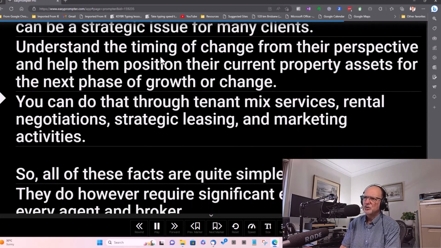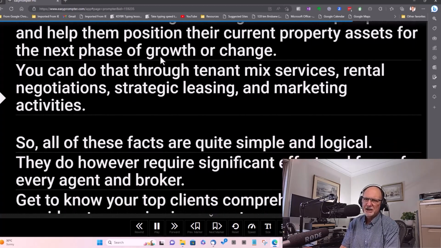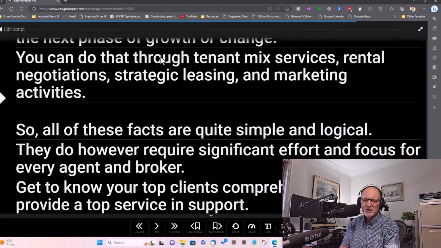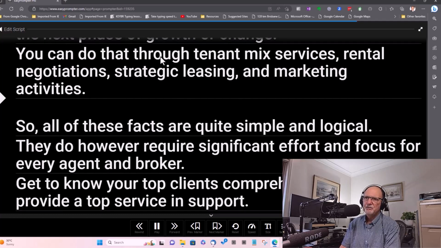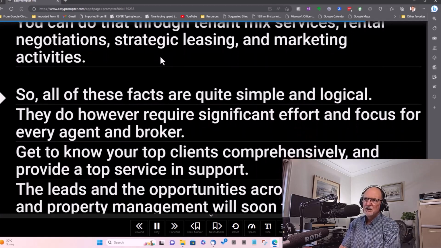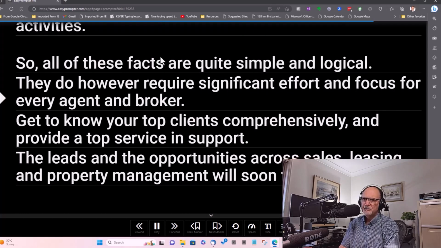So you can do all of that through tenant mix services, rental negotiations, strategic leasing, and marketing activities. If you do those things correctly, you can actually position yourself for the sale, and that is a very good activity for you. Lease today, sell next year. Wouldn't that be good? Or lease today and remain in contact for the next buying opportunity. So, as the notes say, all of these facts are quite simple and logical. They do, however, require significant effort and focus for every agent and every broker. Now that, of course, is you.